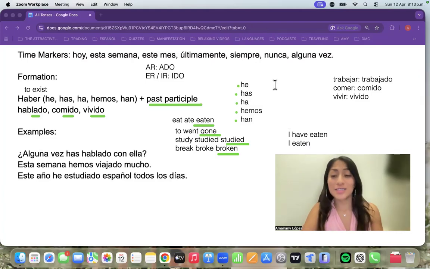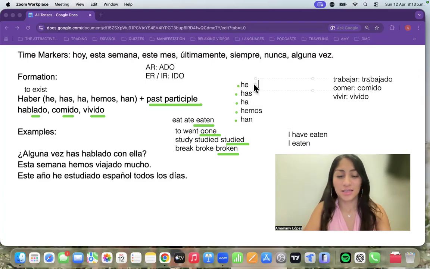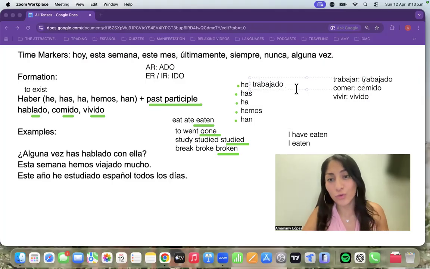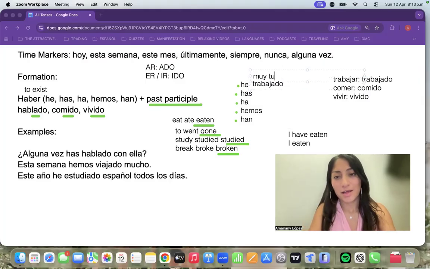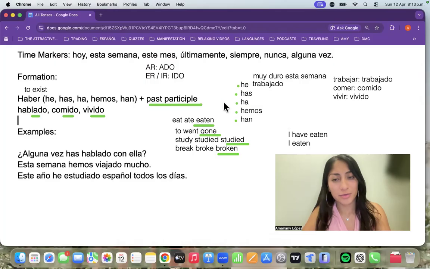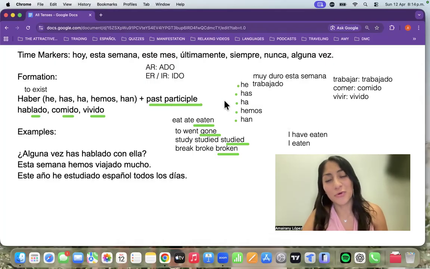Okay, so if I want to say I have worked, you would say he trabajado. If you want to say I have worked very hard this week, you would say he trabajado muy duro esta semana. Okay, so I'm just going to put it here. He trabajado muy duro esta semana. Okay, so that's how we do that. Now, you have worked a lot this week. Has trabajado mucho esta semana.